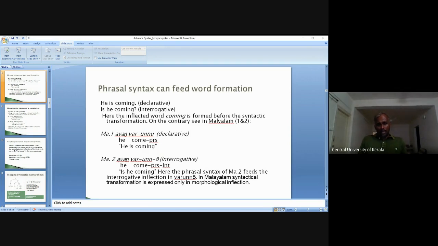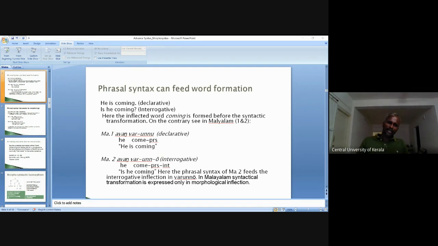But when you look at Malayalam, you can see the contrary evidence. Take a very simple Malayalam sentence, avan varunnu. That means avan, he, and varunnu, coming. He is coming. It's a declarative sentence. If you want to transform it into an interrogative sentence, avan varunno. Here the declarative is transformed into an interrogative. The interrogative inflection is realized only at the end of the word. That is only morphological. Is he coming?